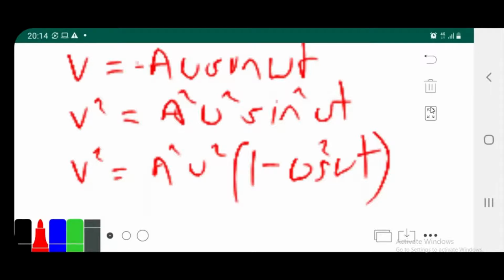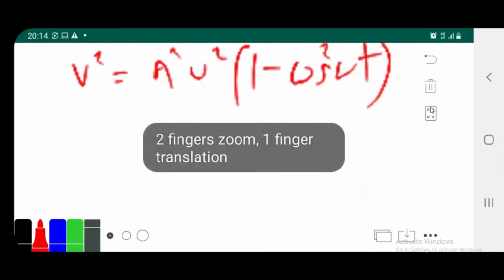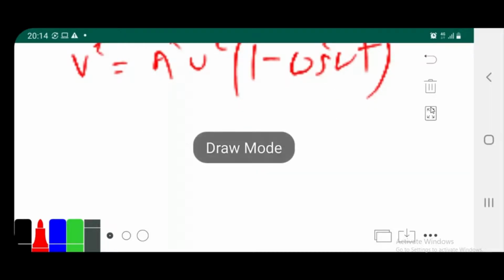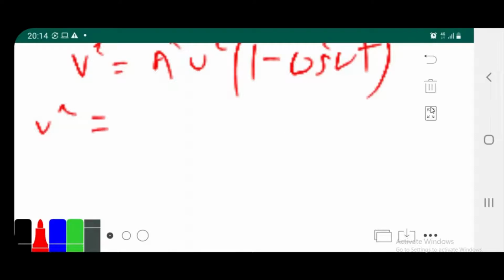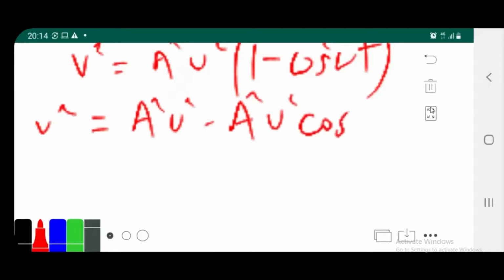Next I'm going to multiply through the brackets, distributing the a squared omega squared. V squared equals a squared omega squared minus a squared omega squared cos squared omega t. Unfortunately, these omegas aren't coming out too well because the resolution of my writing pad isn't too good, but hopefully you're getting the idea.